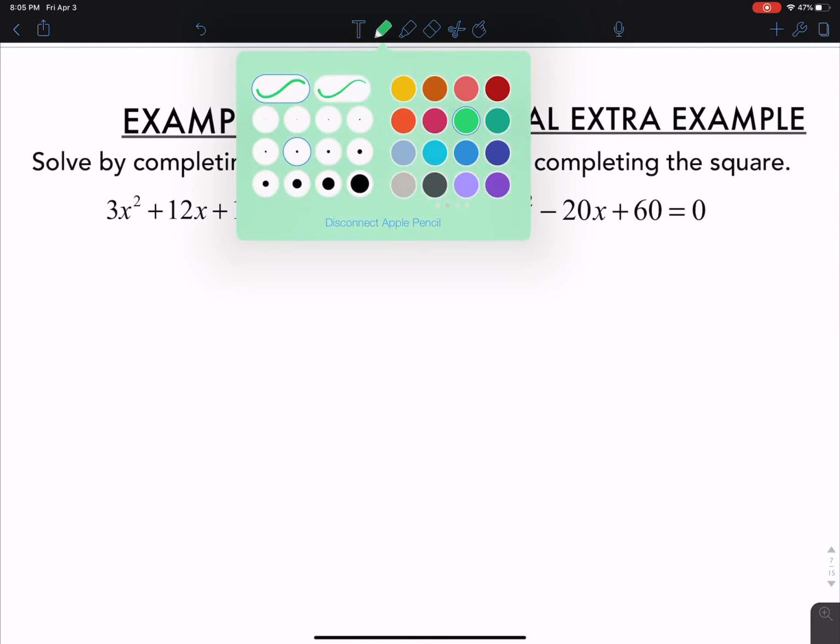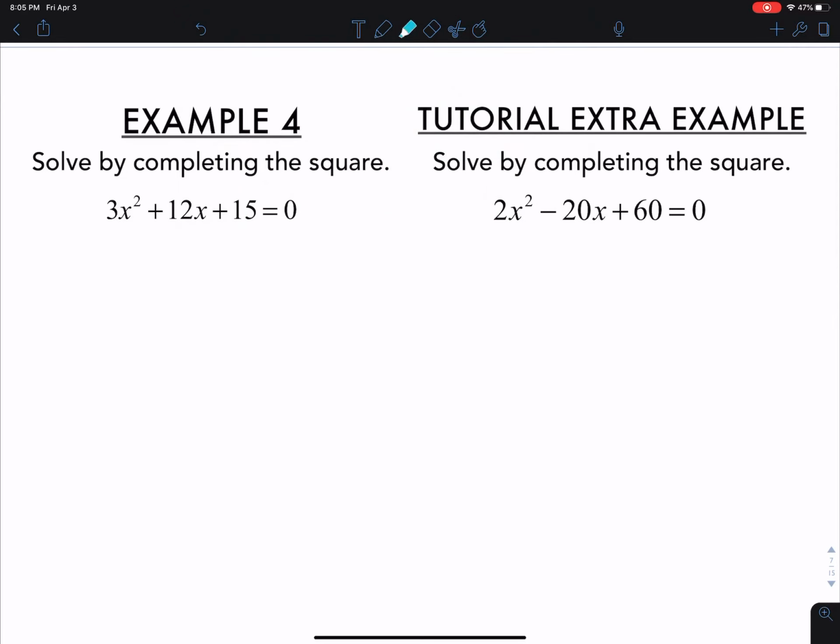Example 4, so sometimes you'll have this coefficient in front. That's the big difference with these ones. And again, remember, since we have equations, as long as whatever we do to one side we do to the other, then it's going to keep it balanced. So we can start by getting rid of this coefficient by dividing everything on both sides by 3. So it's going to give us x squared plus 12 divided by 3, so plus 4x plus 5 equals 0.